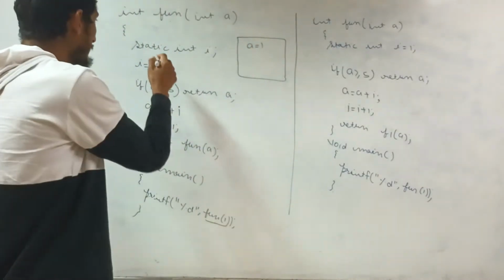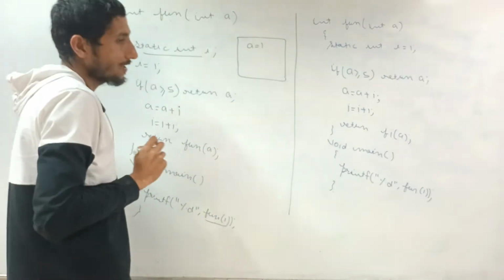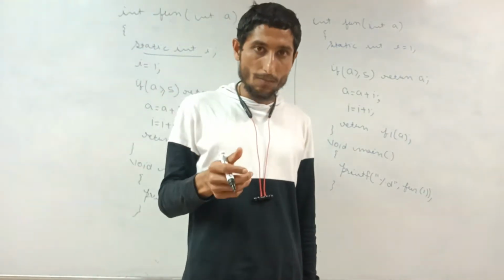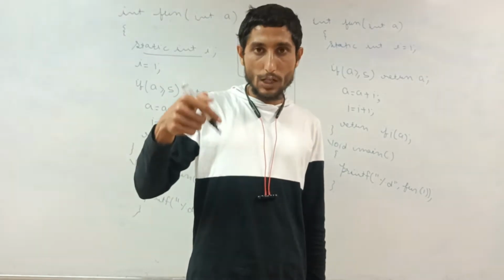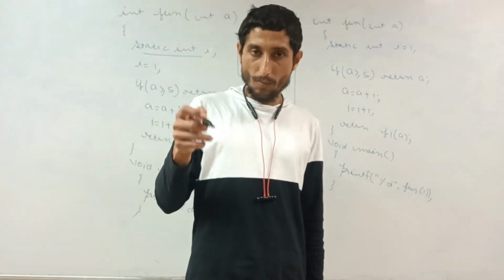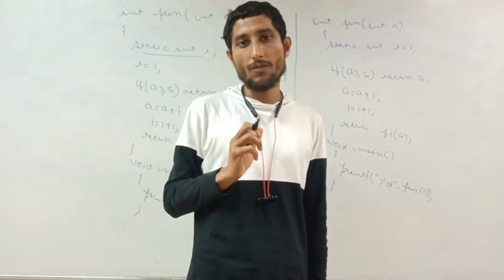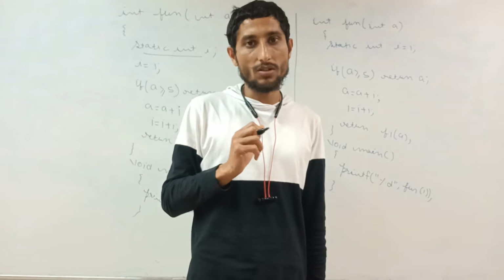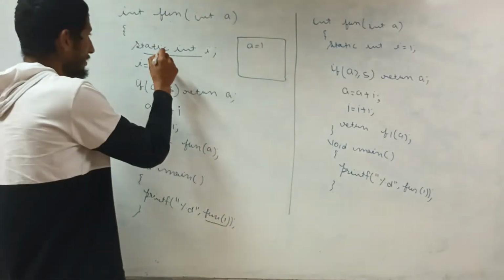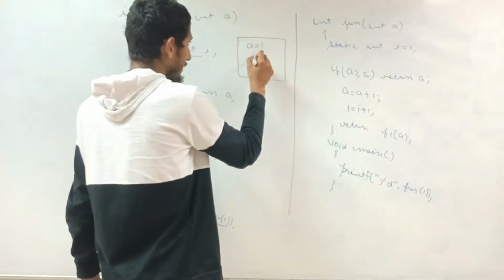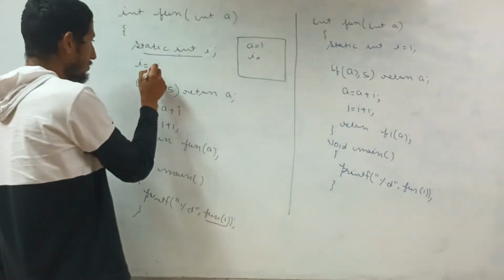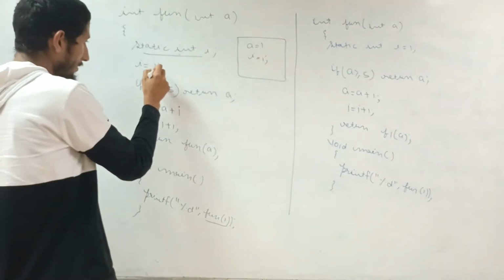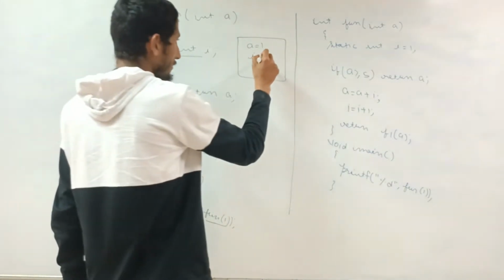Then I have declared a static variable. We have seen in the last video what static is. If you declare a variable as static, its value will persist. It means the moment the control goes back to the function where it is called, the value will persist. It will not vanish. So with static int i, I have taken a variable i and assigned the value 1.